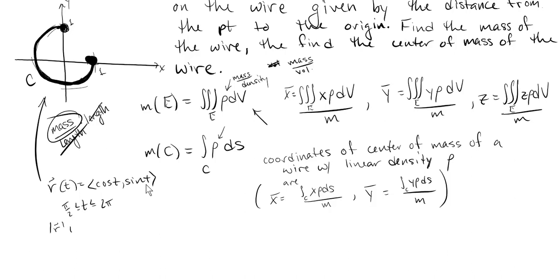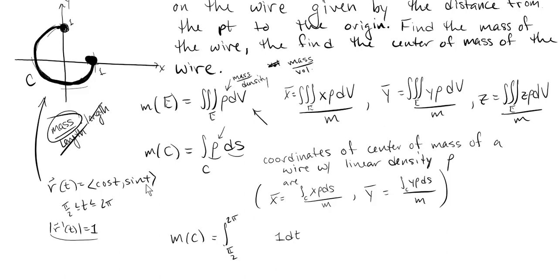Magnitude of r prime, we know that. It's just the radius, it's 1. And so this is easy. If I want to take the mass of this wire, we just integrate from starting t value to ending t value. The density, ds. I'll write the ds part. It's 1 dt. Right? Because the magnitude of r prime is 1.